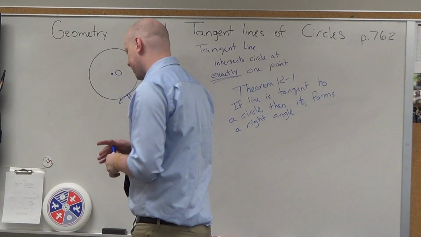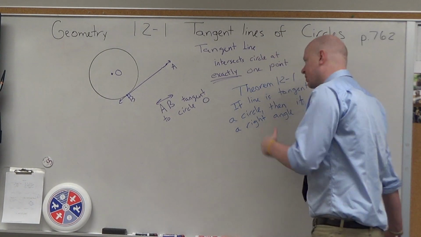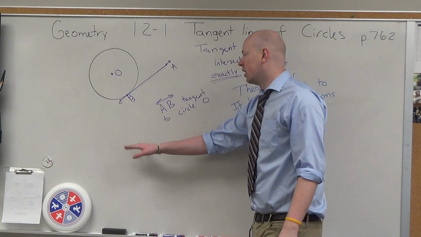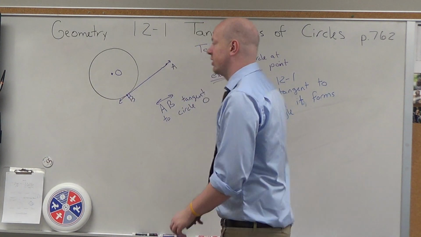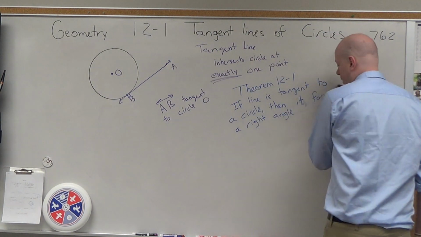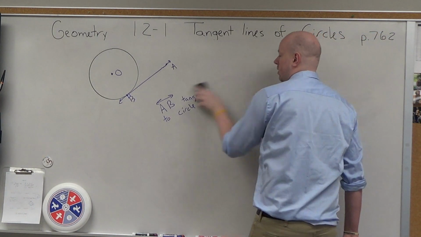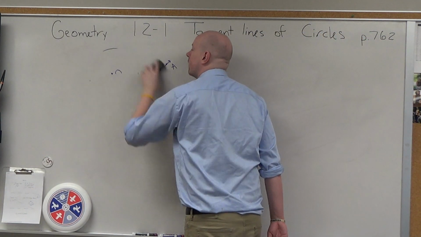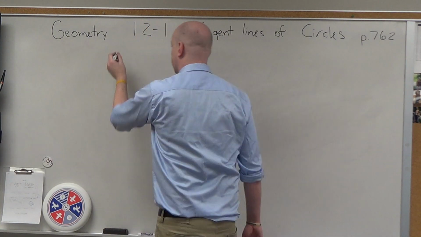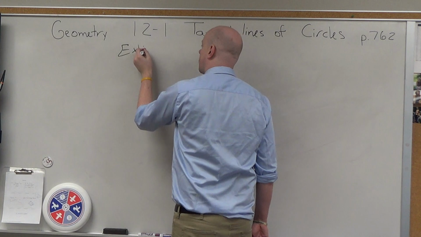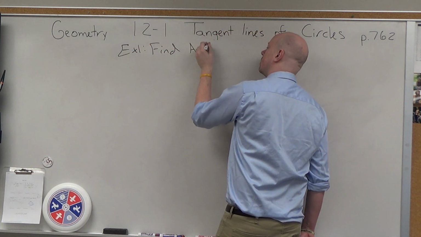And that actually matters quite a bit. So I'm just going to use the same drawing again for here. Just know that the line and circle are perpendicular if it's tangent. Okay. Example 1. Find the angle measure.